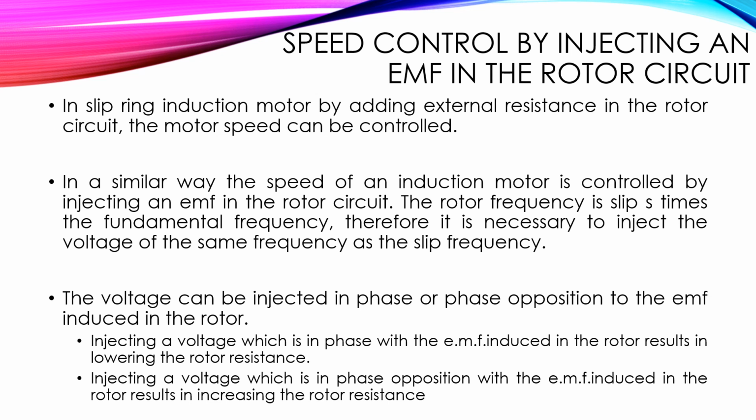The voltage can be injected in phase or in phase opposition to the EMF induced in the rotor. Injecting a voltage which is in phase with the EMF induced in the rotor results in lowering the rotor resistance. Injecting a voltage which is in phase opposition with the EMF induced in the rotor results in increasing the rotor resistance. So this is the concept of how to inject an EMF in the rotor circuit, in phase and in phase opposition.